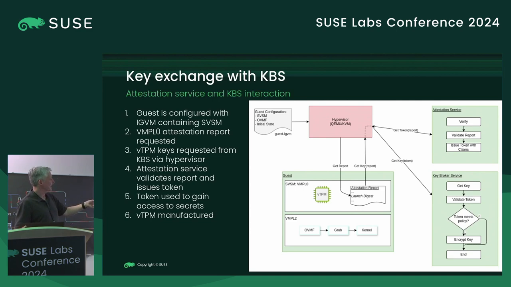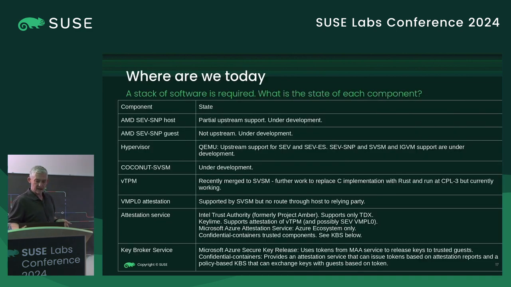So the key broker wraps that key using a key wrapping algorithm. It gets sent back to the SVSM. The SVSM obviously has the corresponding private key to unwrap that. It then takes that key out, and it then manufactures the vTPM. And there you go. We finally have a root of trust in the firmware, with a virtual TPM. So that's the whole flow.